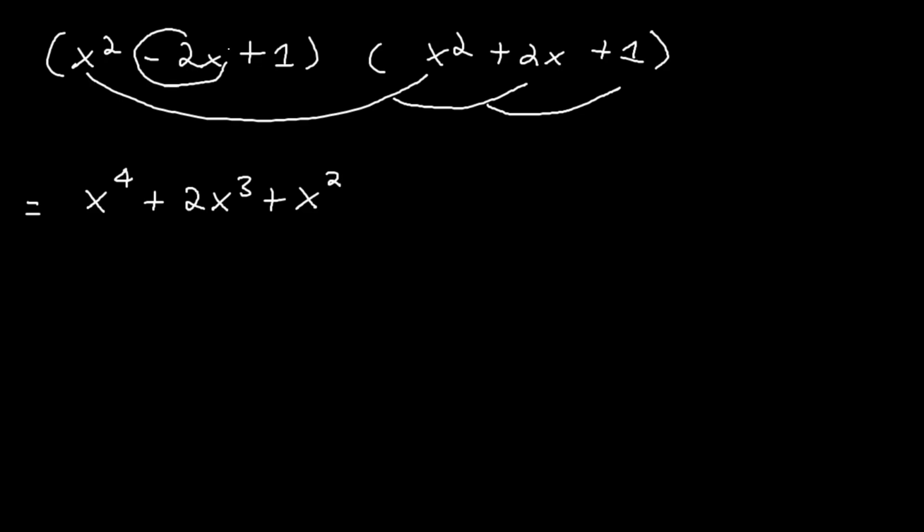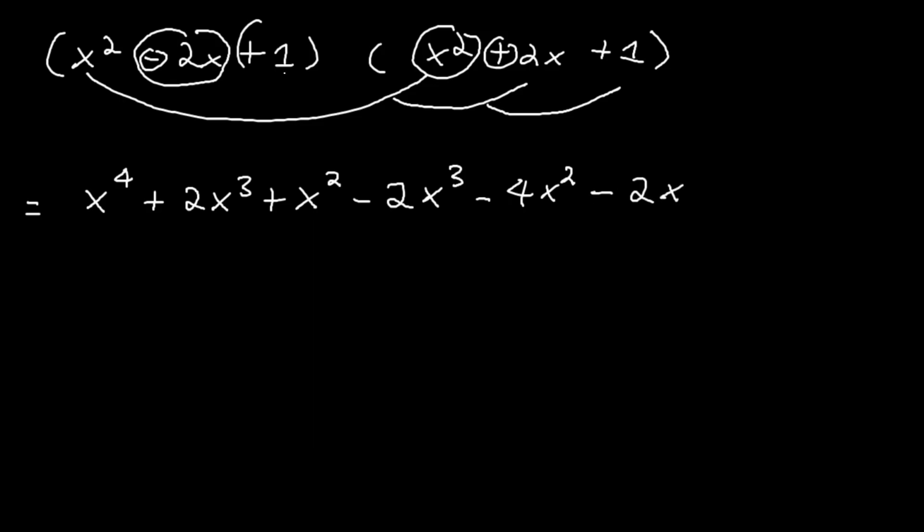Now negative 2x times x squared, that will be negative 2x cubed. Now negative times a positive will be negative 4x to the second power. Negative 2x times 1 will be negative 2x. Now positive 1 multiplied to these three terms will give you back the same thing because it's a positive. So positive x squared plus 2x and plus 1.